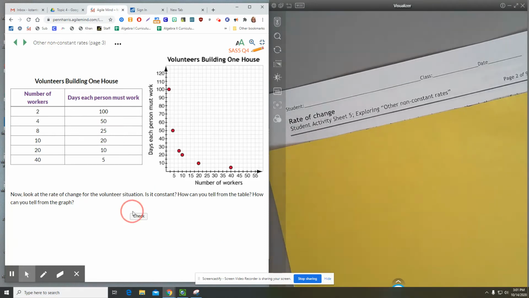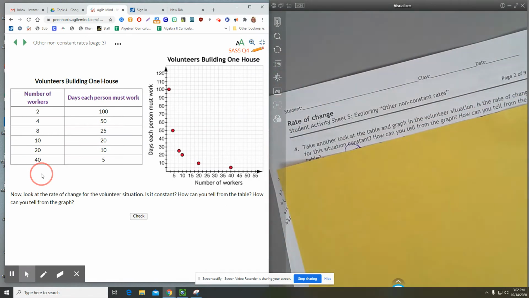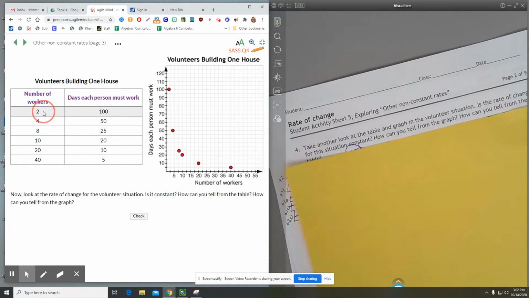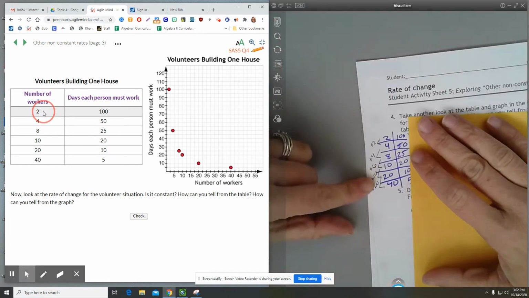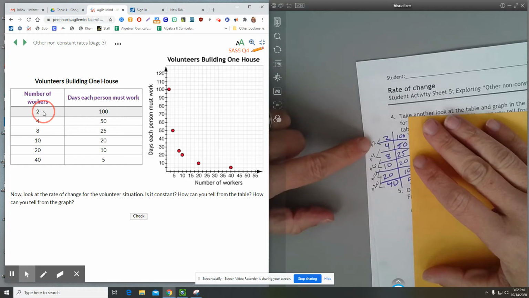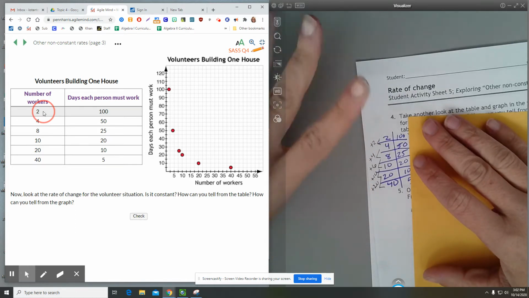So let's look at this volunteer situation. Look at the volunteers. Are my volunteers constant in this situation? Well, we go 2 to 4, 4 to 8, 8 to 10, and 20 to 40. I go up 2, up 4, up 6, up 10, up 20. So they're not constant.